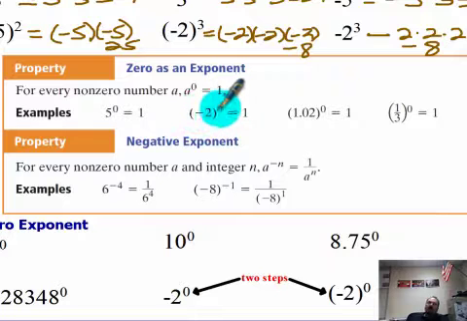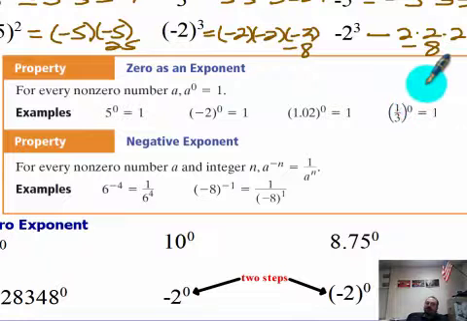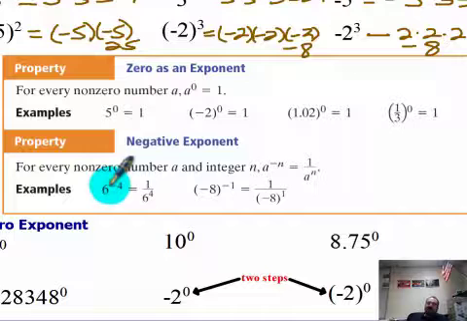So, for example, in the first part, 5 to the 0 is 1. Negative 2, all raised to the 0 is 1. 1.02 raised to the 0 is 1. And 1/3 raised to the 0 is 1. That's pretty easy.